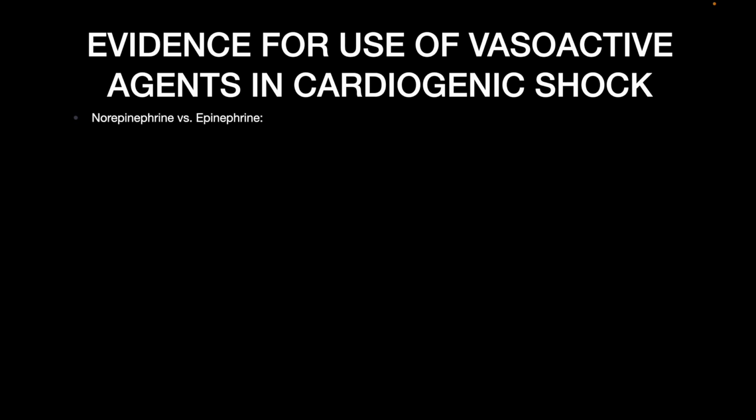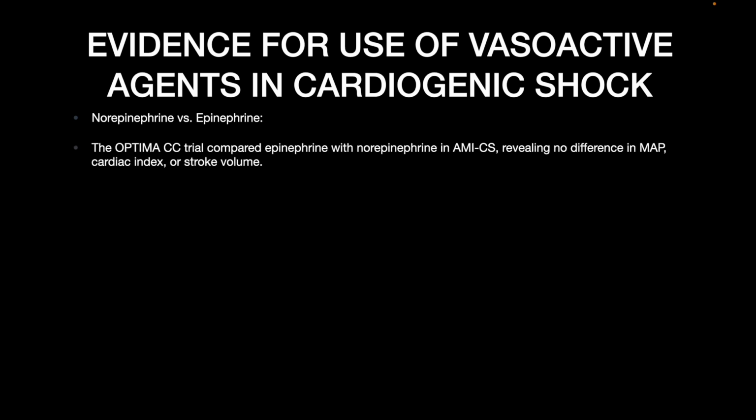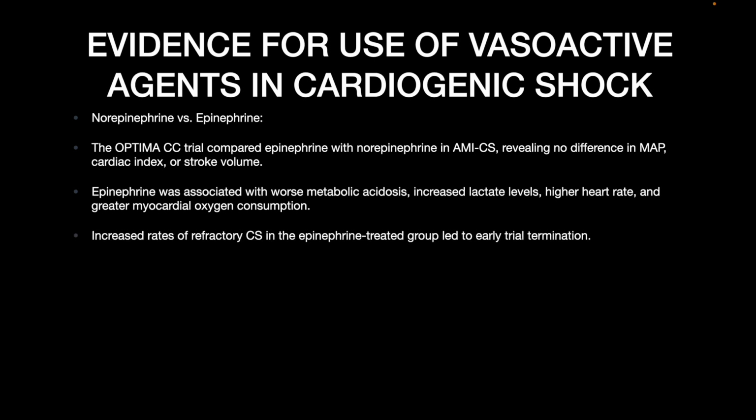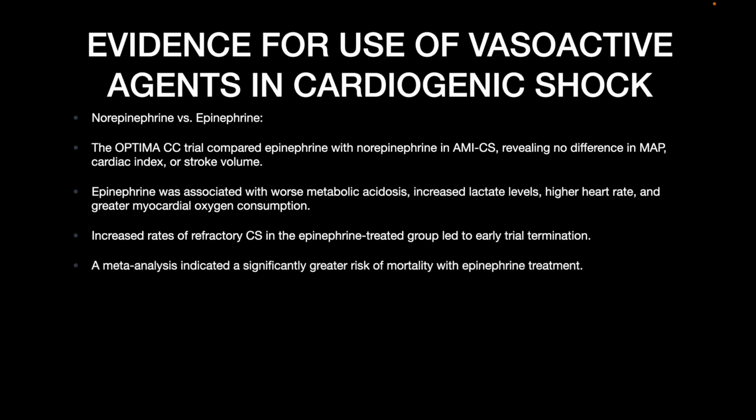The next is norepinephrine versus epinephrine. The OPTIMA-CC trial compared epinephrine with norepinephrine in AMI cardiogenic shock, revealing no difference in the MAP, cardiac index, or stroke volume. Epinephrine was associated with worse metabolic acidosis, increased lactate, higher heart rates, and greater myocardial oxygen consumption. Now, increased rates of refractory CS in the epinephrine-treated group led to early trial termination. A meta-analysis indicated a significantly greater risk of mortality with epinephrine treatment.